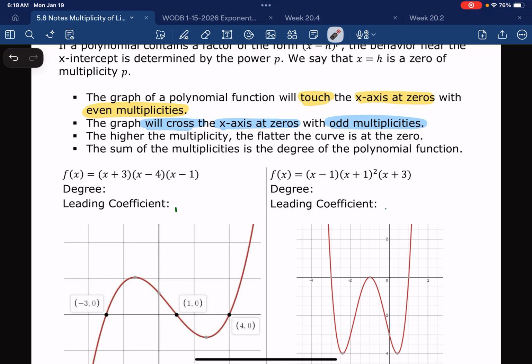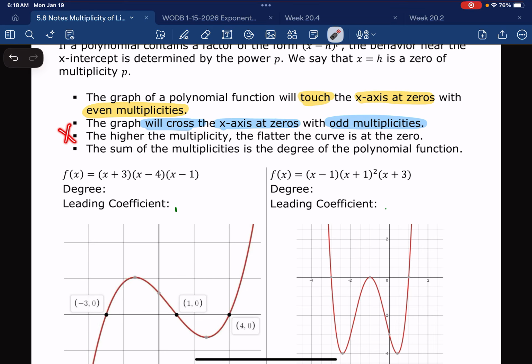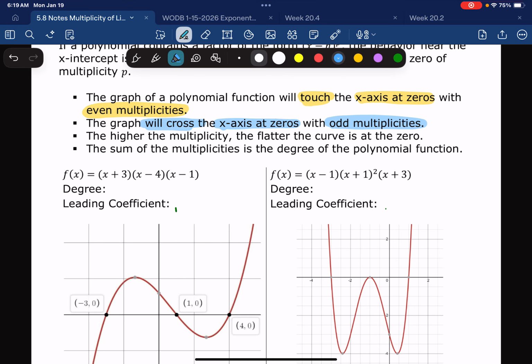Okay, so if you think about this, if you were to graph y equals x squared in your calculator, you have a parabola. And if you graphed y equals x to the 4th power, it would look very similar, but your graph kind of flattens out more at the 0. So keep that in mind. Now, the sum of the multiplicities is the degree of the polynomial function. When you add all of those exponents together, it is going to end up being the degree of our polynomial function.